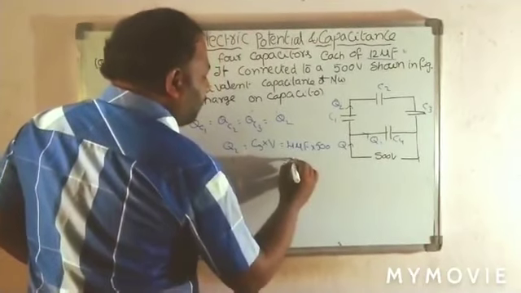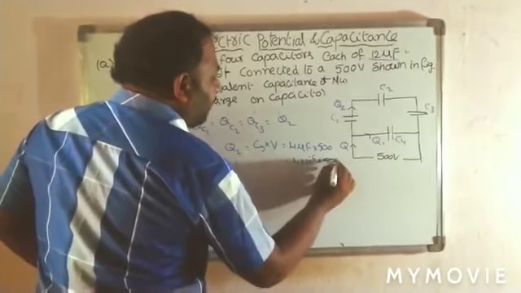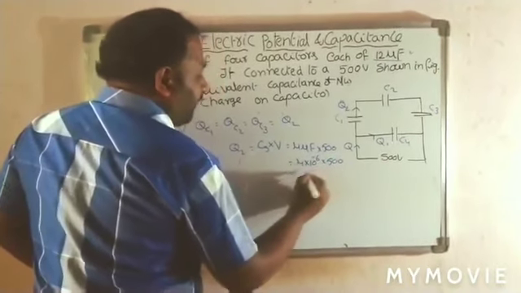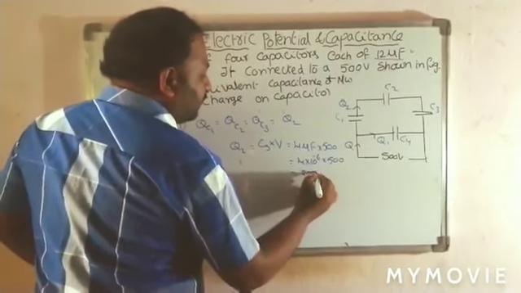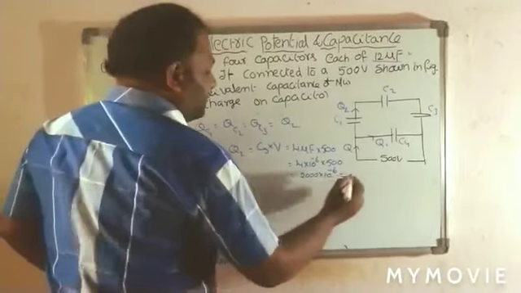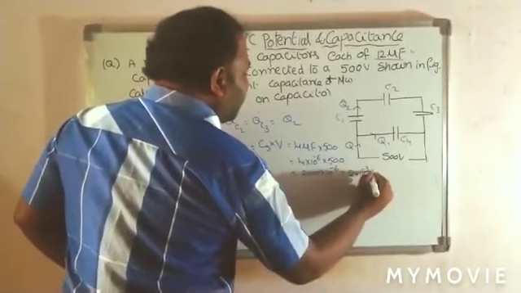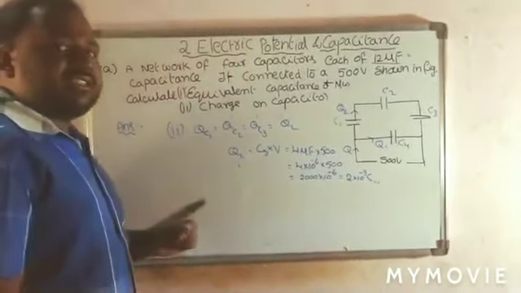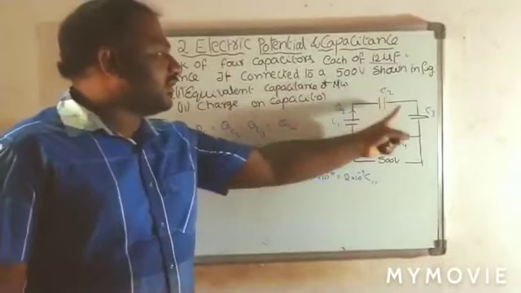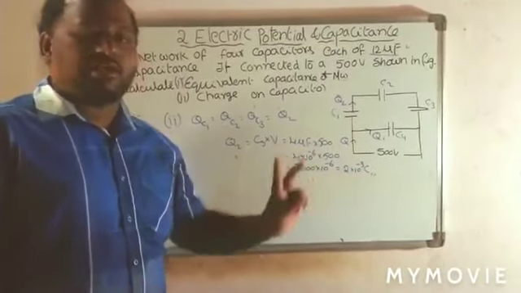What is the 4 microfarad? 4 into 10 power minus 6, into 500. Once simplified, 5 fours are 2000, into 10 power minus 6. That is, the charge is 2 into 10 power minus 3 coulomb. The charge in C1, C2, C3 is 2 millicoulomb.